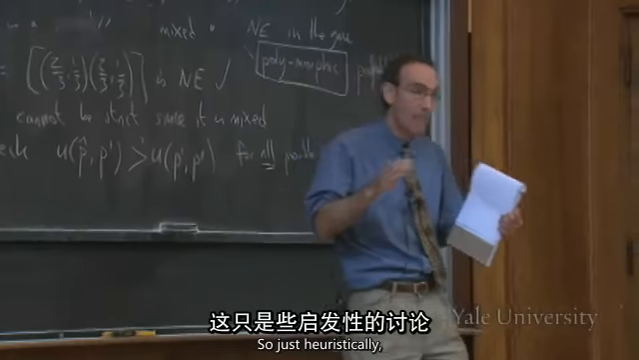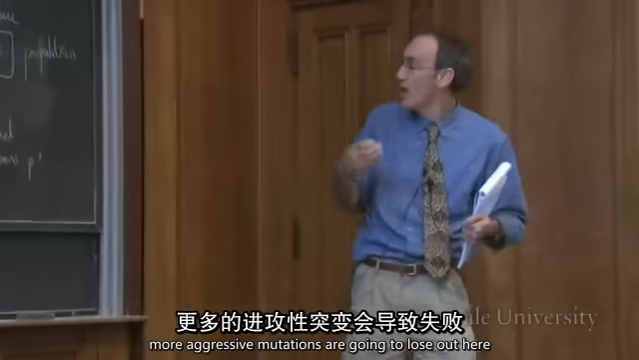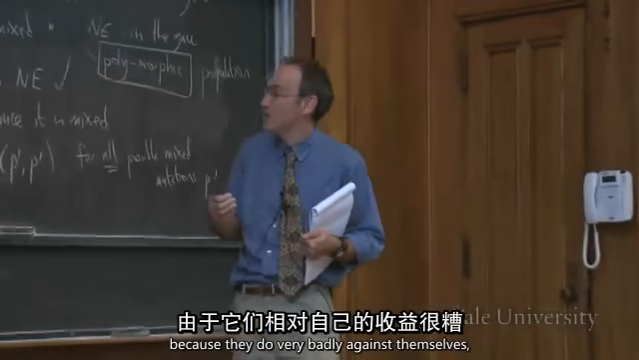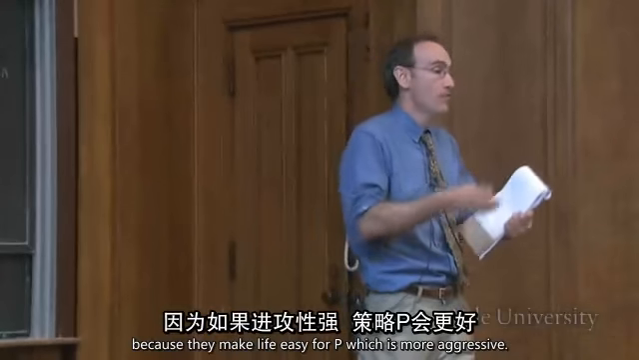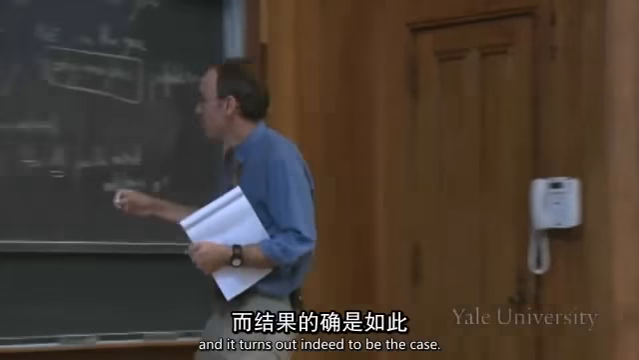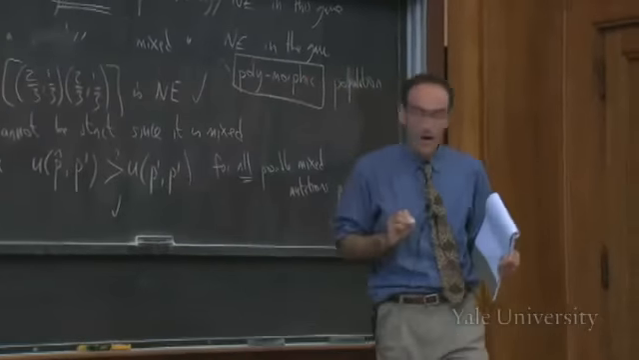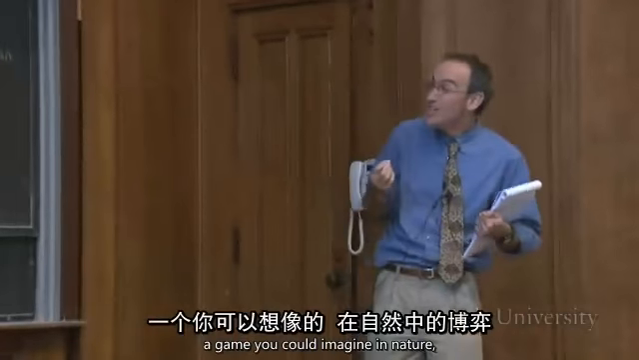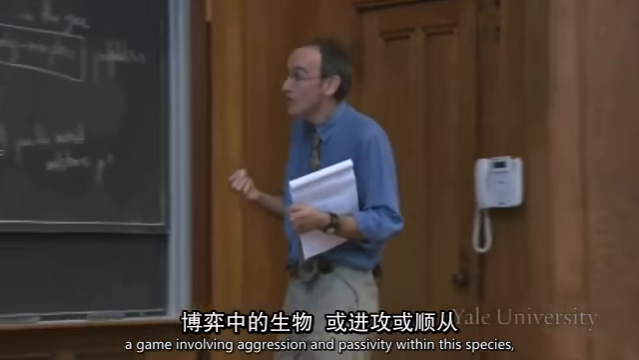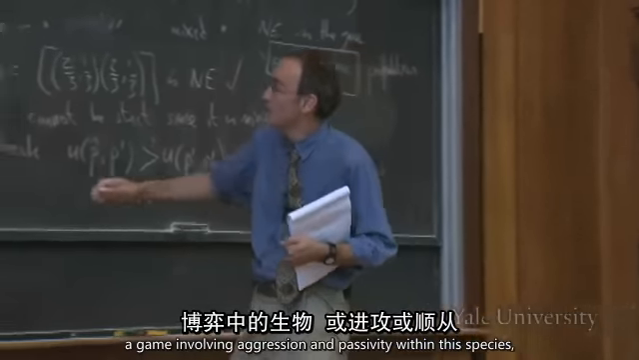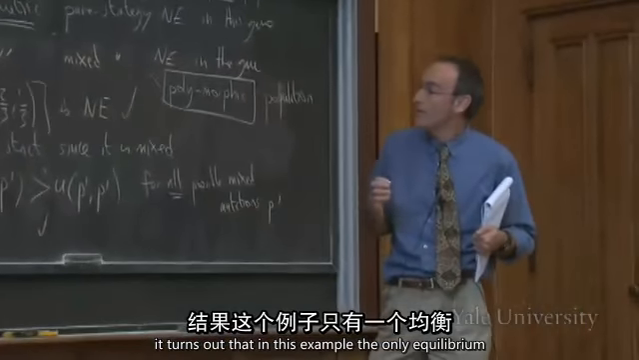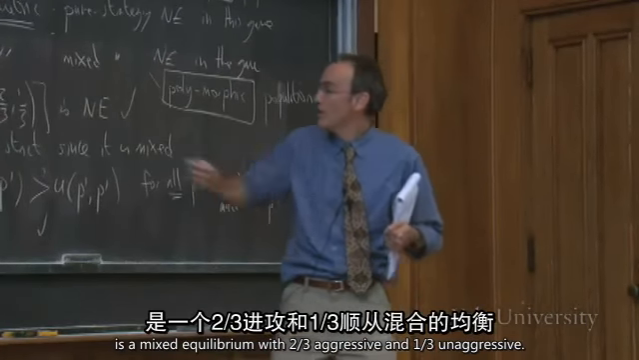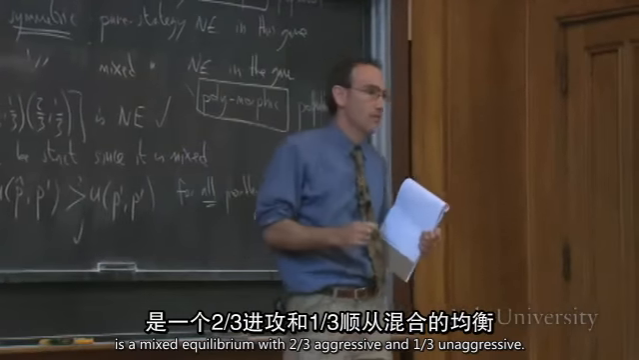So just heuristically, without proving it, more aggressive mutations are going to lose out here because they do very badly against themselves, and more passive mutations are going to do badly because they make life easy for P hat, which is more aggressive than them. So it wasn't a proof, it's a heuristic argument, and it turns out indeed to be the case. So in this particular game, a game you could imagine in nature, a game involving aggression and passivity within this species, it turns out that in this example, the only equilibrium is a mixed equilibrium with 2/3 aggressive and 1/3 unaggressive.